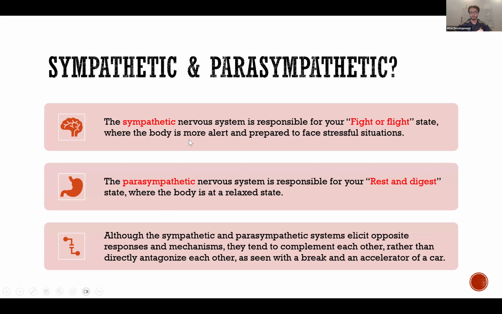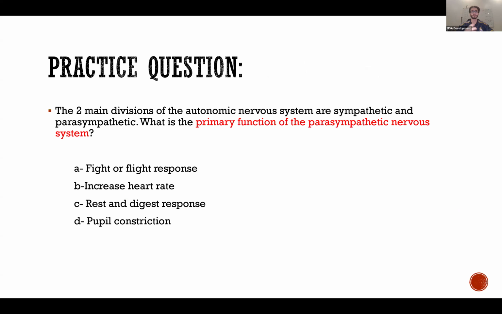So, the sympathetic nervous system is responsible for your fight or flight state. It is the accelerator of the car, where basically your body becomes more alert. It's like you're getting a boost so you can tackle a certain stressful situation. It's sympathetic, it sympathizes with you, so you're having all of these boosts. While the parasympathetic nervous system is responsible for the rest and digest state. The body is relaxed, you're not going through any stress, and that's when the parasympathetic nervous system is active. And as we just said, although they elicit opposite responses, they tend to complement each other rather than directly antagonize one another.